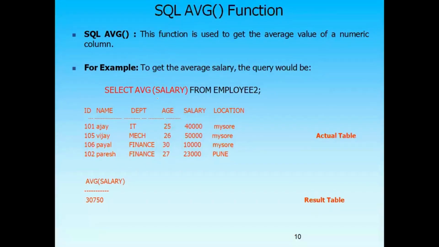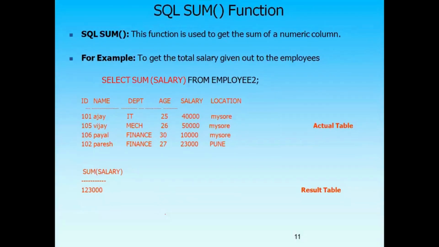Another example is the average function. Many times we need this function to find the average value of a set of values. So select average salary from employee. This will return the average salary of your employee table, so here is the average salary of all the employees in the table. Whatever functions we have discussed here, we are applying on the whole table. You can remember this, right?